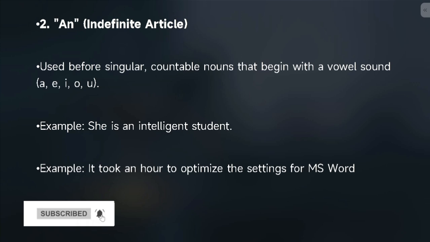Now, as I said, these are related to your vowel sounds, as I reiterated before: a, e, i, o, u. So wherever a word has an a, e, i, o, u sound, but in singular form, countable nouns, there instead of a you will use an. In this case: she is an intelligent student. Here the word intelligent starts with i, which is a vowel, and if you see the pronunciation, it is intelligent, so you have this vowel sound. That's the reason an is used before the word intelligent.